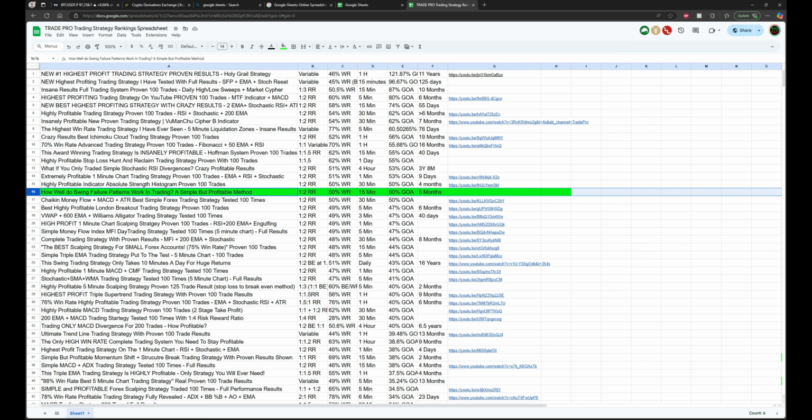And so even though it's this simple, it still performed well, showing us that swing failure patterns with the trend definitely put us in a good position to make money over a series of many trades when we have a decent risk to reward ratio. So that's it for this one.